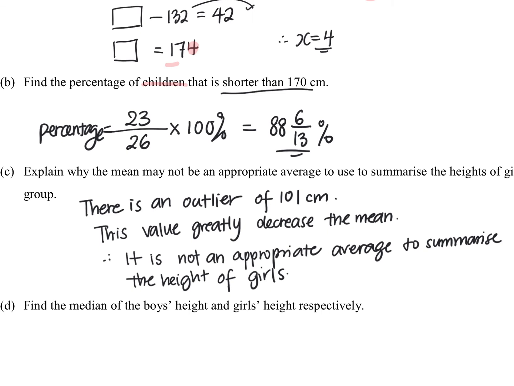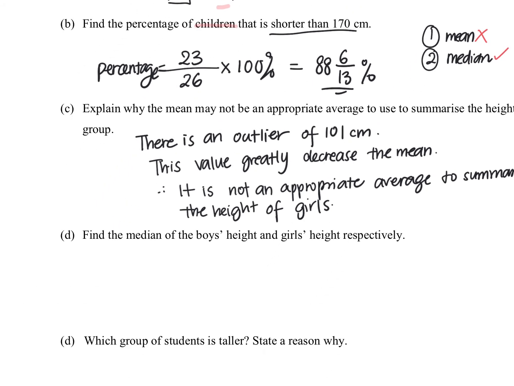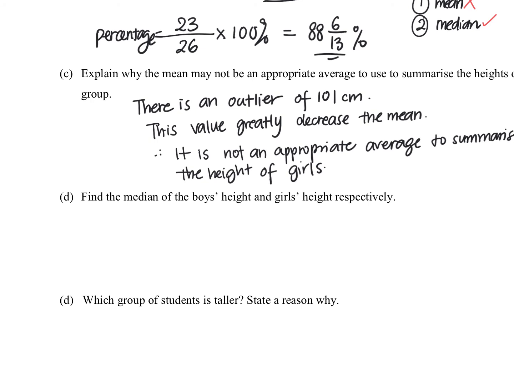Okay, have you gotten the concept? So now usually in this kind of case, by right, the first one we will use is the mean. Then if in this case the mean cannot be used, what should we use to compare data? What's the next best central tendency or the next best appropriate average? That will be the median. So if the question asks you to compare data values, you need to find the median, right? Part D, find the median of boys' height and the median of girls' heights respectively.